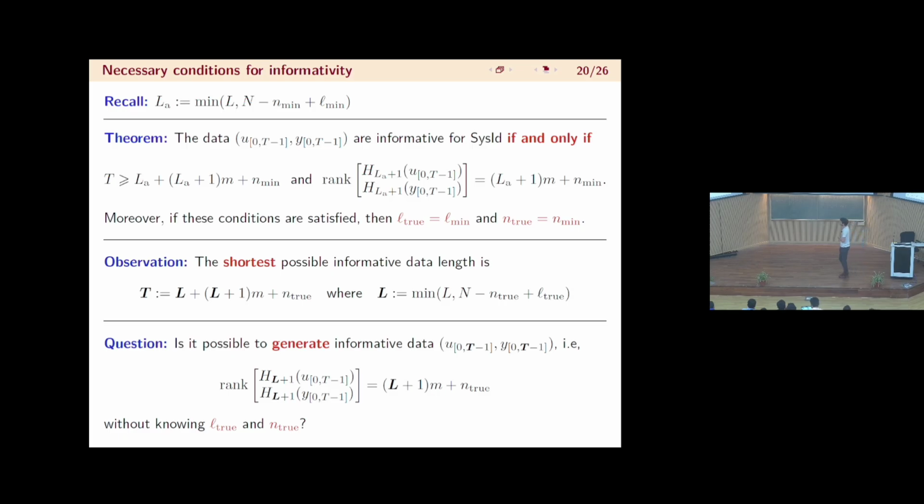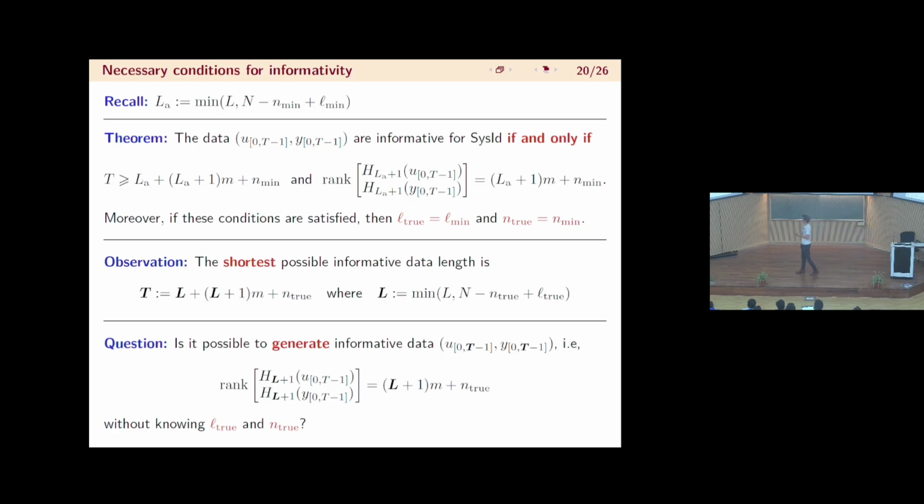That is a very difficult question in general, because this number T, the smallest possible number of samples, depends on N_true, the true state space dimension, and I don't know that beforehand. Even worse, I don't even know the depth of the Hankel matrix, L plus 1, that I should look at, because also this number, boldface L, depends on N_true and L_true. So it's really non-trivial to answer this question.